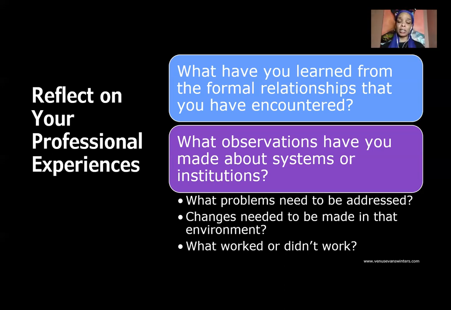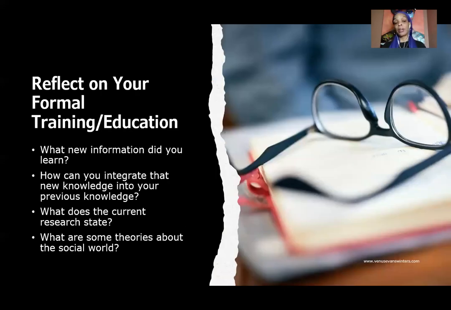Okay, so next, as you see on the bottom of the bullet point, oh no, we did that. So let's go over the three again. What problems need to be addressed based off your professional reflections? What changes need to be addressed within that environment? And also what worked or didn't work in that particular environment? Okay, so I just gave you two tips and two steps to go through when choosing a research topic, or writing topic. One, reflect on your personal experiences, those lived experiences. Two, reflect on your professional experiences, any professional experiences.